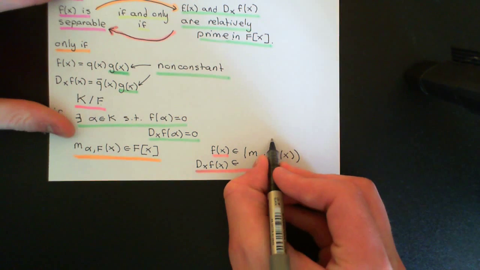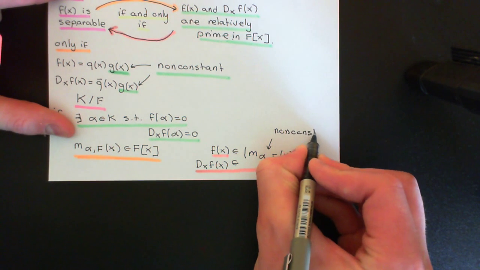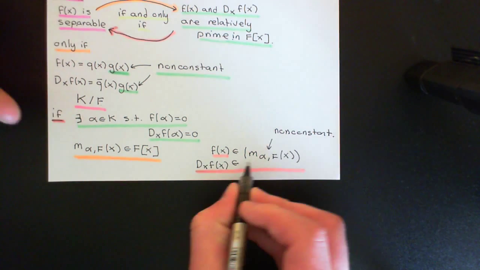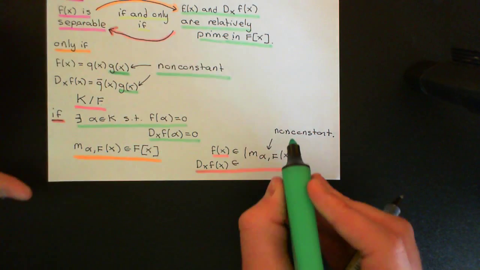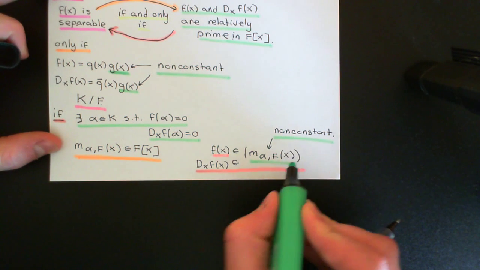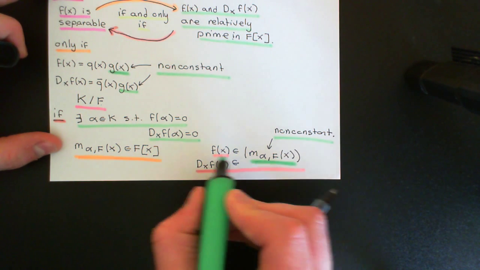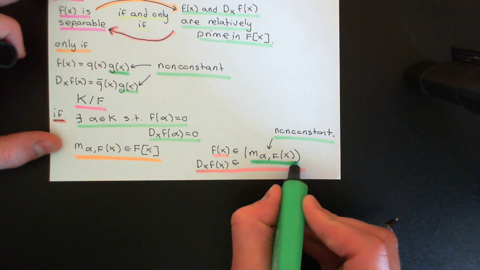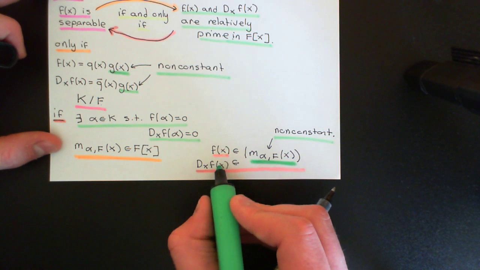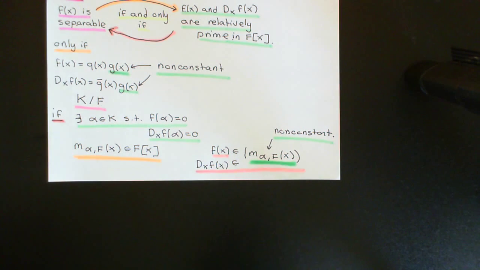So this is a non-constant polynomial, and I'm now saying that f(x) and the derivative of f(x) are in the principal ideal generated by this non-constant polynomial. So f(x) is a multiple of this, and the derivative of f(x) is a multiple of this. This is not constant, so they are both multiples of a non-constant polynomial. This is a common divisor for both of them, and it's not a unit. So it contradicts the two being relatively prime.